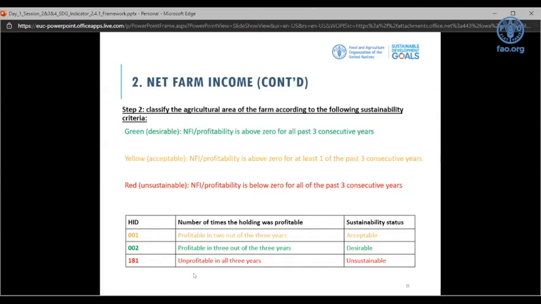So as I mentioned earlier, as part of the survey module that we have designed to collect information on SDG 2.4.1, we only have a question about the farm profitability, whereby we ask the farmer what the profitability status of his agriculture holding was in the past 3 consecutive years. So based on that, as you can see here, holding one was profitable in 2 out of the 3 years, and hence we assigned it a yellow status. Holding 2 was profitable in 3 out of the 3 years, and thus it was classified as green or desirable. And lastly, holding number 181 was unprofitable in all 3 years, and hence it was assigned a red status.